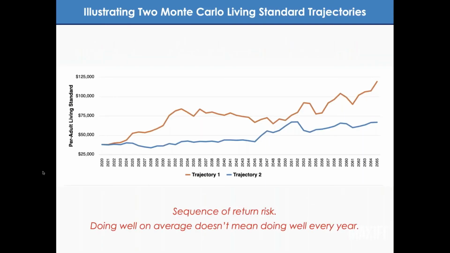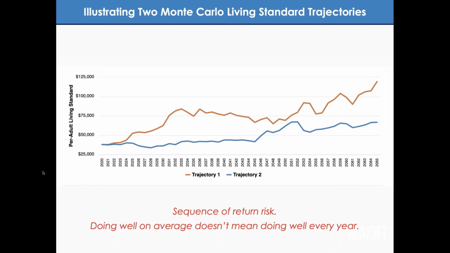So here are two trajectories coming right out of MaxiFi for a particular household that I'll tell you about in a moment. You can see that the orange one is a good trajectory. The individual did well along that path, and the blue one is a low trajectory, didn't do as well. And you can see that even if you do well on average, you don't do well every year, and that's what's called sequence of return risk. You could do well in the beginning.